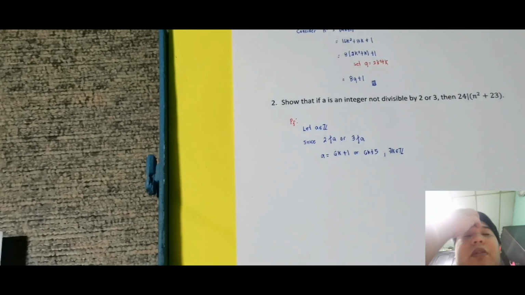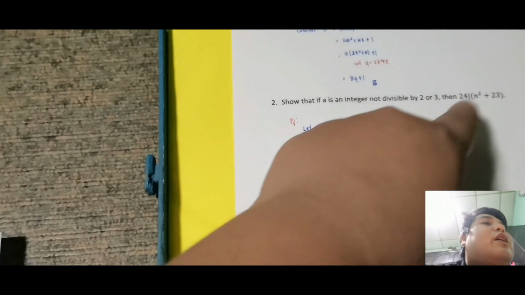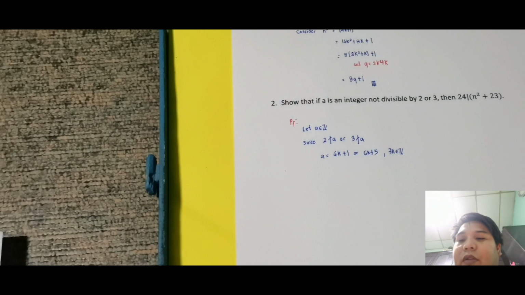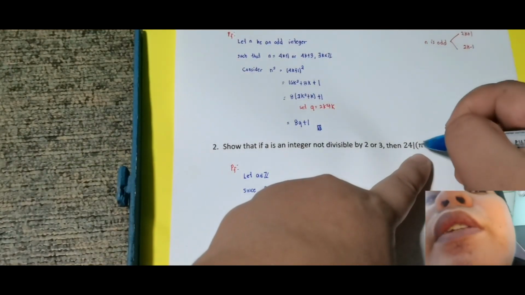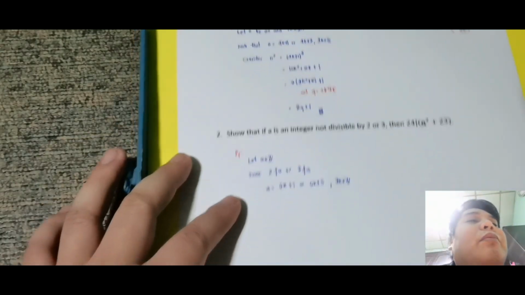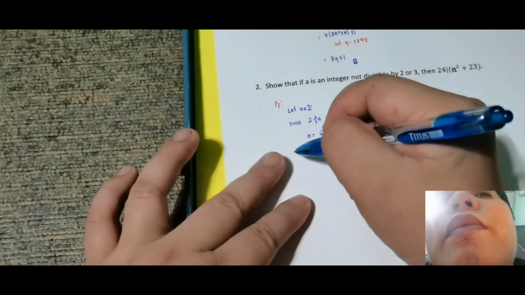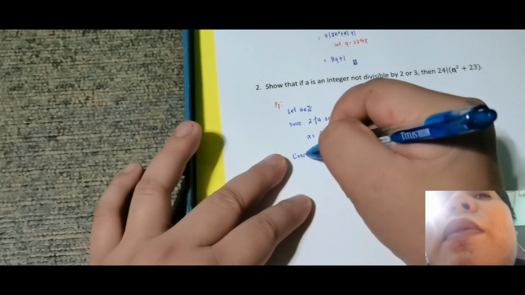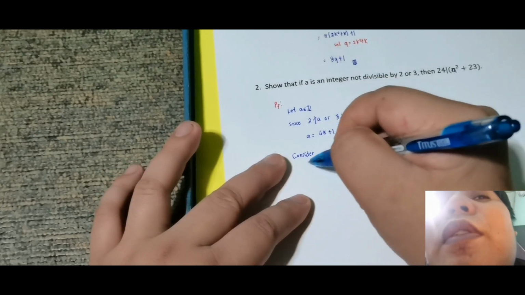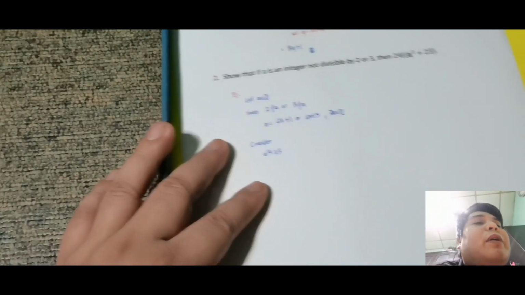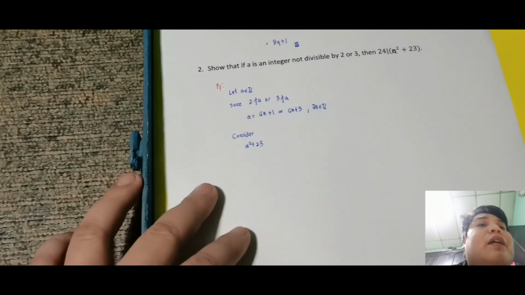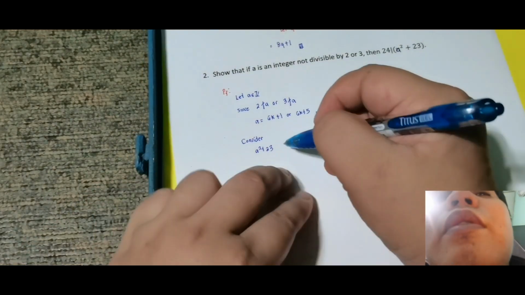So consider natin yung 24 divides n squared plus 23. Okay? So ang gagawin ni sir, I think mali ako ng sulat. I think a squared. Sorry. A squared. Hindi natin mag-prove. So i-consider natin si a squared plus 23. So dapat makapagpalabas tayo ng 24 something dyan para masabi natin divisible siya by 24.